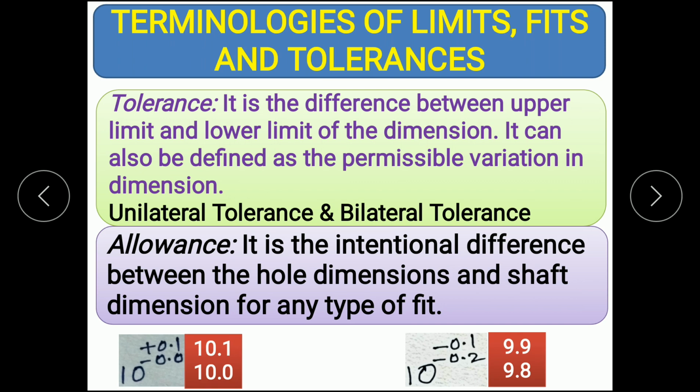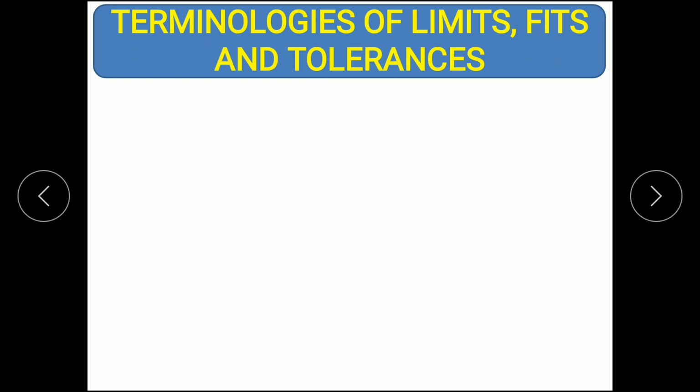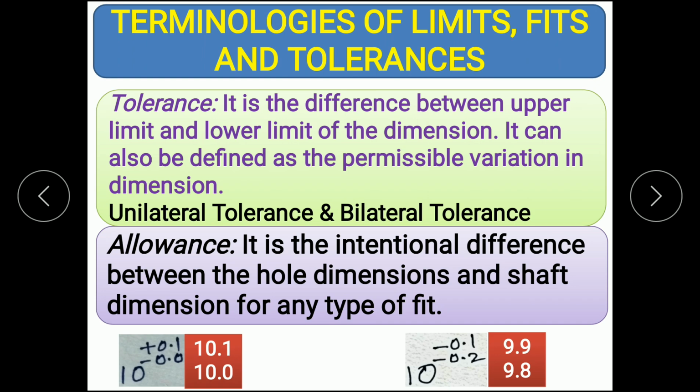Tolerance is different. Here you can see 10 plus 0.1 minus 0, which means the dimension may be 10.1 or 10, so it should be between 10.1 and 10. Allowance is the intentional one; tolerance is not. So don't confuse tolerance and allowance. Normally in the exam they will ask the question: differentiate between allowance and tolerance. At that time you need to define both and give the example.